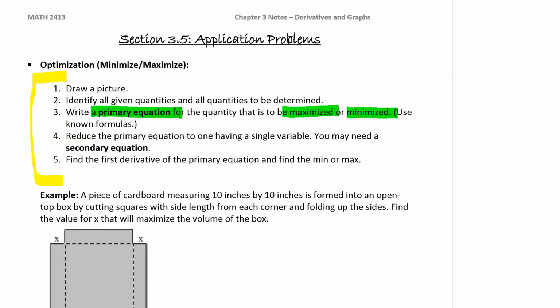And then 5, find the first derivative of the primary equation and then find your min and max as we've done in other sections. And so this is not a ton of examples for this section, because the problems can be a little bit lengthier, but I want to give you some application of these steps. And then as always, please reach out if you need some assistance with your individual problems.